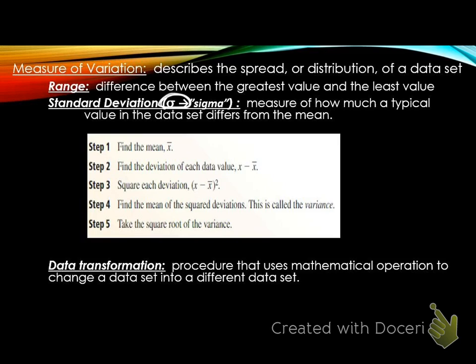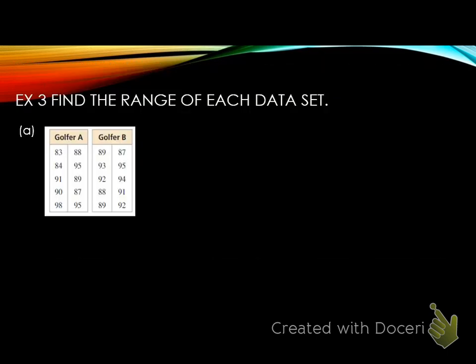So highlight steps 1 through 5. Now, before we get into standard deviation, let's do the range. Example number 3. You'll notice in the notes I took out a problem. Leave it in your notes because you can work that problem as extra practice. But for right now, we're looking at golfer A and golfer B.